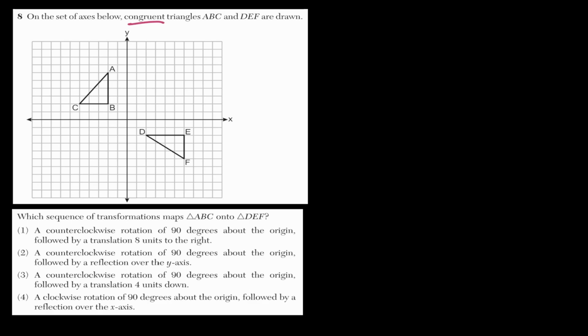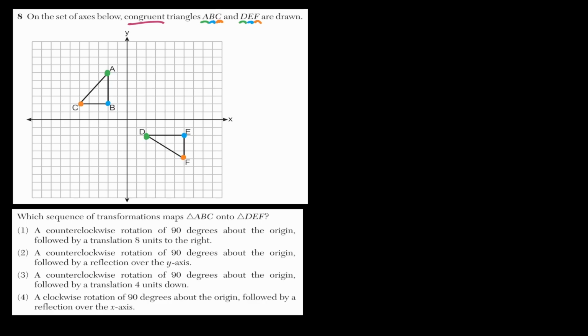So let's identify corresponding sides. The first letter in ABC is going to be congruent to the first letter in DEF. So angle A is congruent to angle D. The second letter, which is B, is going to be congruent to the second letter, which is E. So let's put those down in blue. And angle C is going to be congruent to angle F.